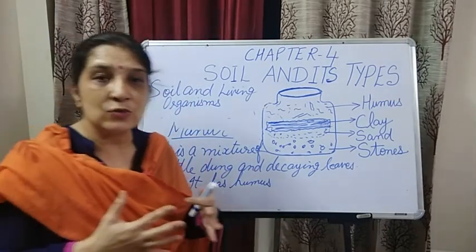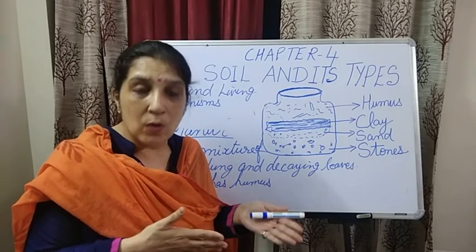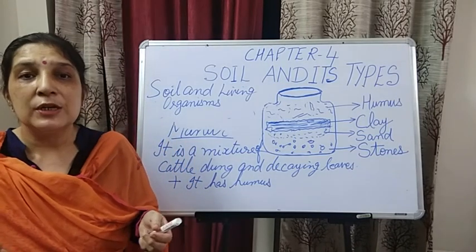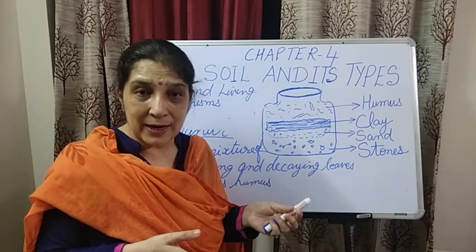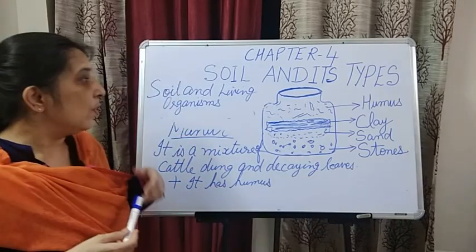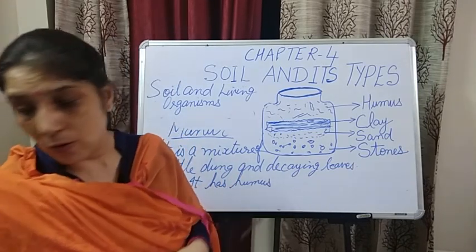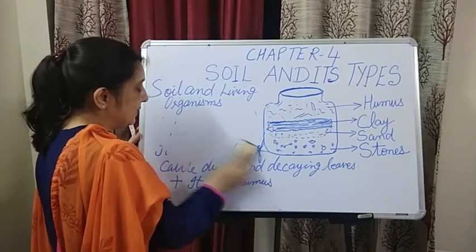Now you know that soil also contains what? It's a home for ants also, it's a home for worms also, it's a home for some animals, right? Earthworms are also there in the soil, right? So soil is a home also for some animals. And what else does it contain?